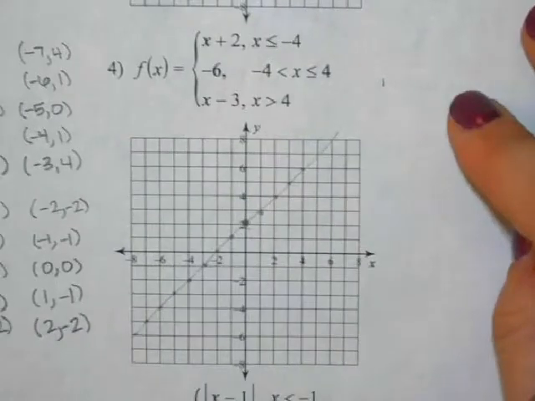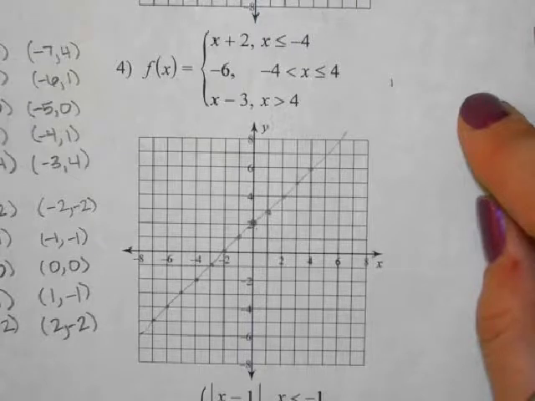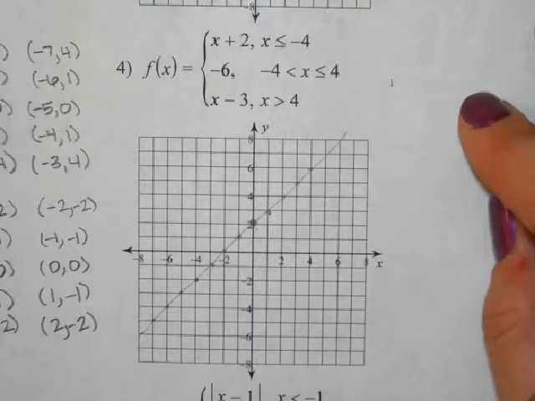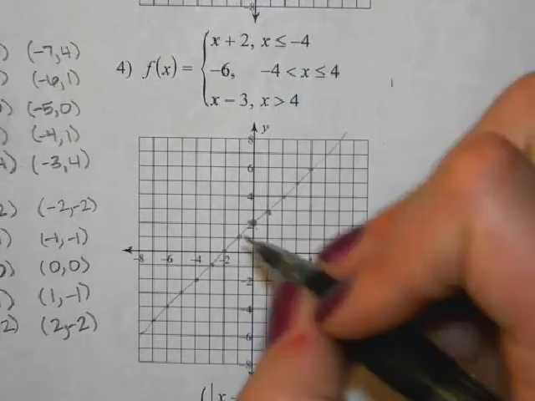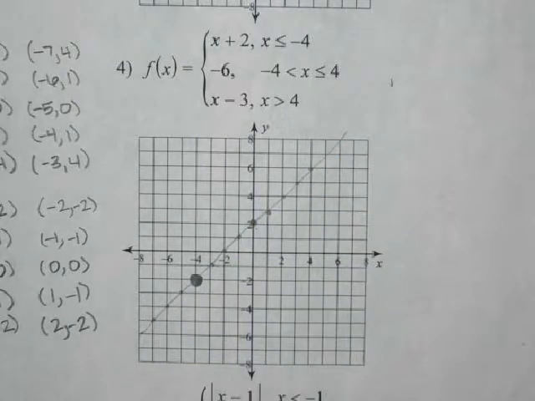Okay, so there's our line. And what do we keep? Keep -4. So draw a circle on it. And keep what side? The left side.